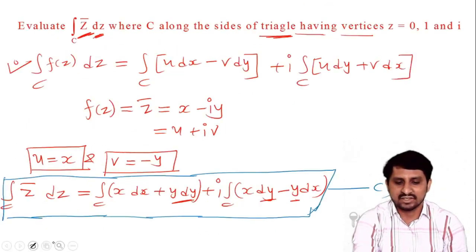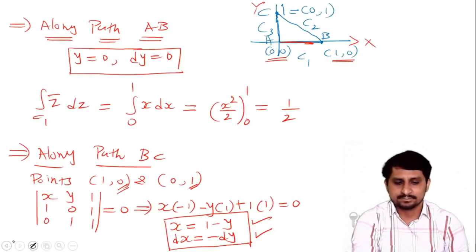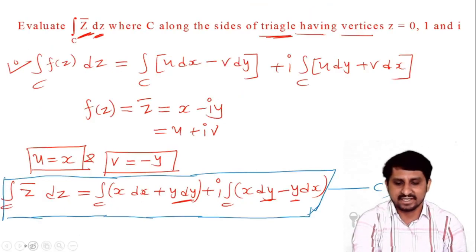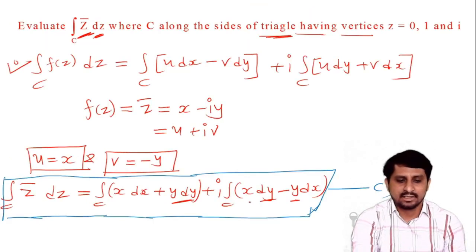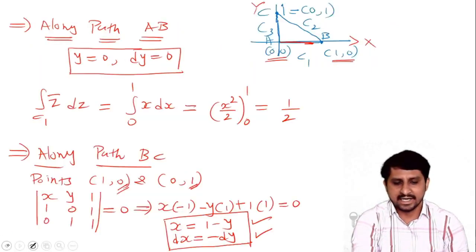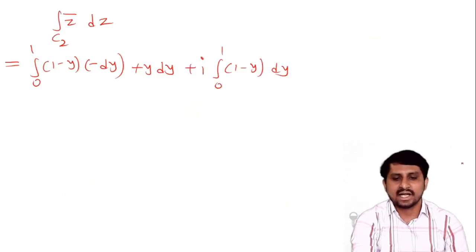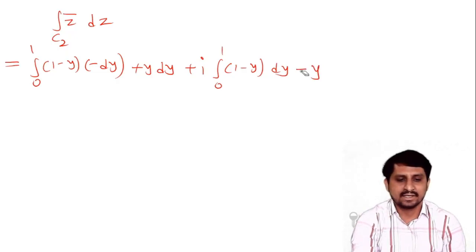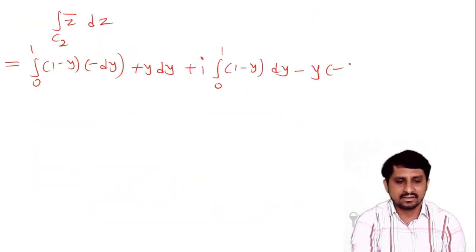First of all, instead of x I have to take 1 minus y, and instead of dx I have to take minus dy. Now see, instead of x, 1 minus y, then dx, so minus dy, plus y dy as it is, plus i integration 0 to 1 of x dy. So that's 1 minus y dy, and then minus y dx. Here y is y as it is, minus y, and instead of dx I can write minus dy. So this is minus dy.